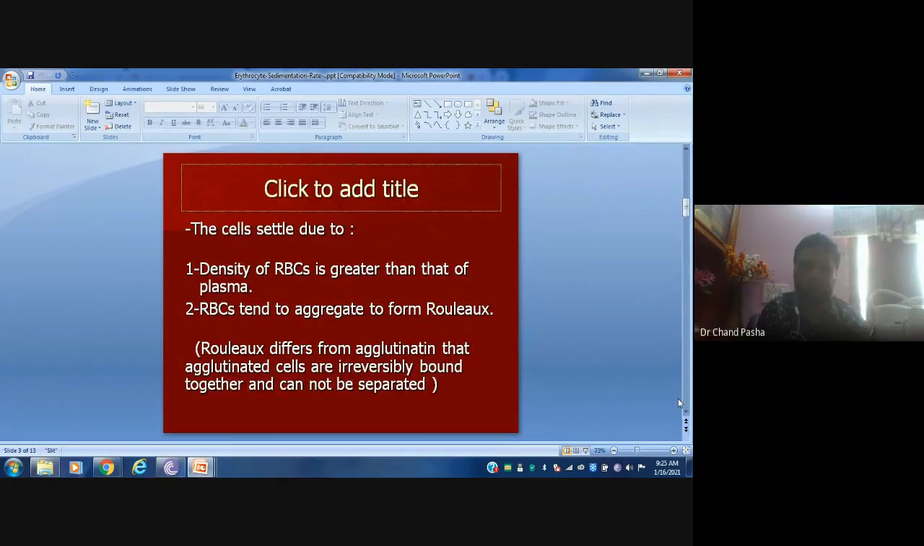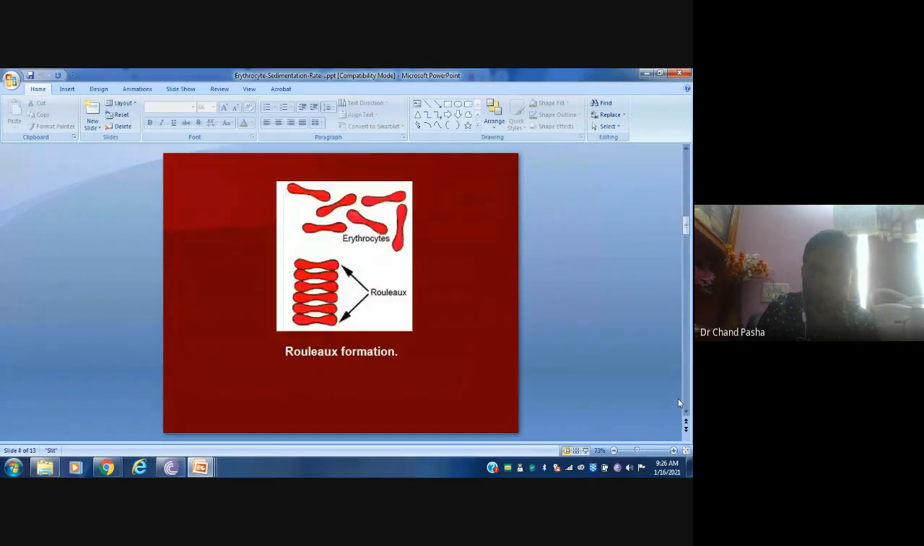The requirement for this is that the density of RBC is greater than that of plasma. Even the density of aggregated RBCs is more than that of normal RBCs. Rouleaux are the stacked RBCs, one above another, but they are reversible. As we discussed in the slides, when you add a little amount of normal saline, these rouleaux disappear. Clotted or aggregated RBCs will remain. These are the rouleaux structures, whereas these are the individual RBCs.